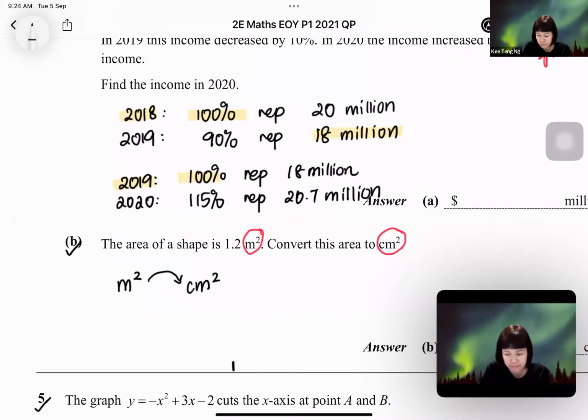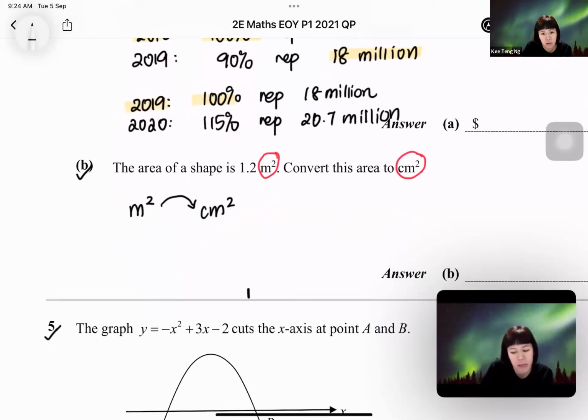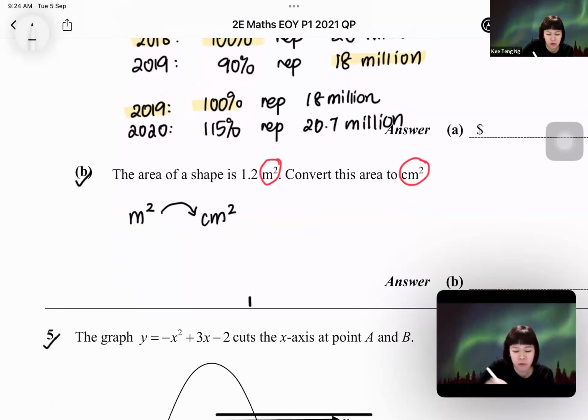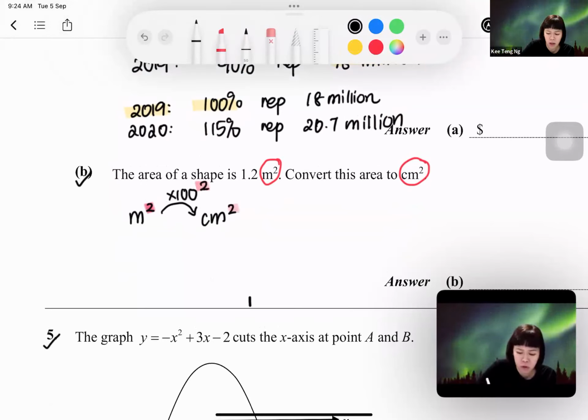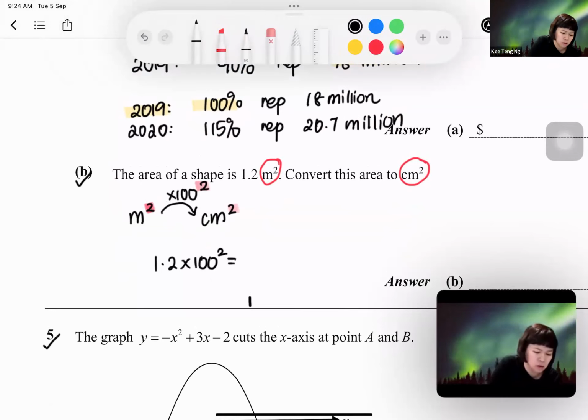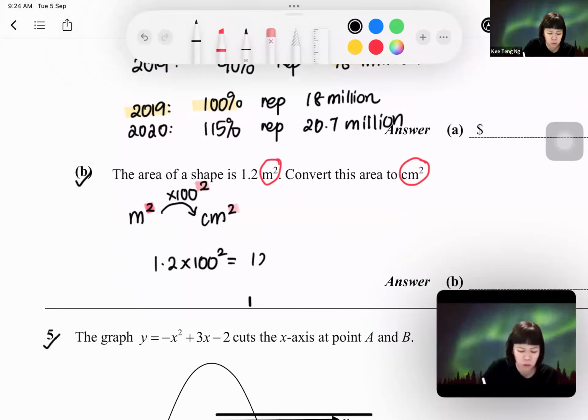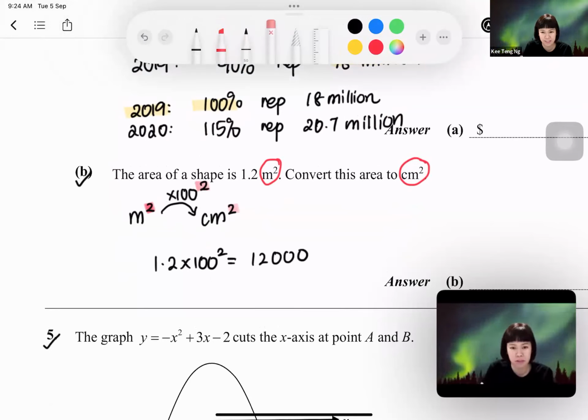Next question, the area of the shape, convert area. So we have meters to cm. We all know meters to cm is times 100. But for area, meter square to cm square, here also the 100 is squared. So this question is very simple: 1.2 times 100 squared gives me the number 12000. Have you gotten this answer correct?